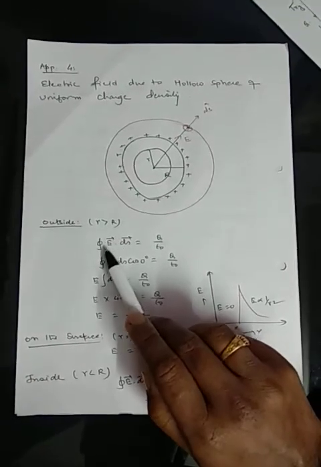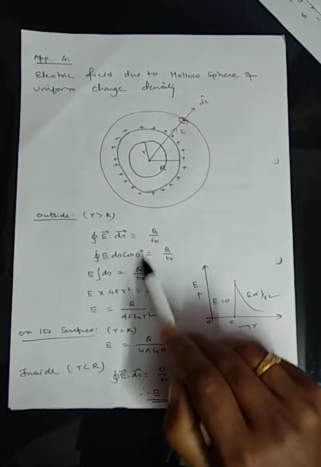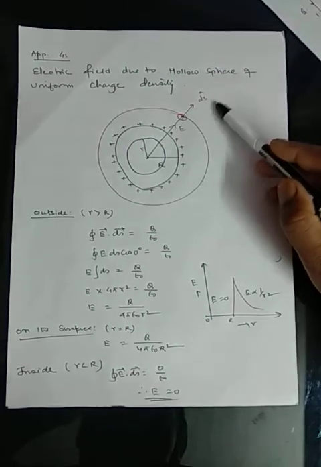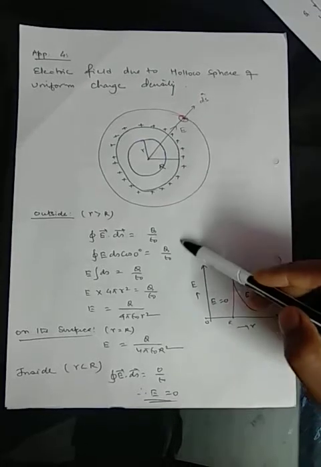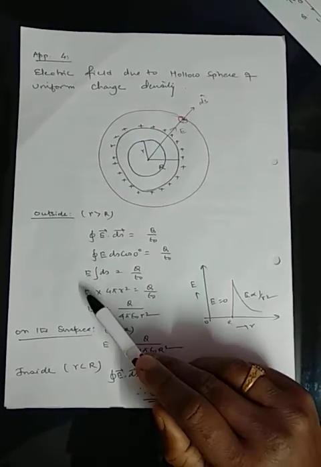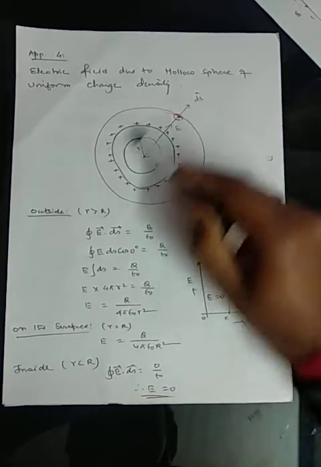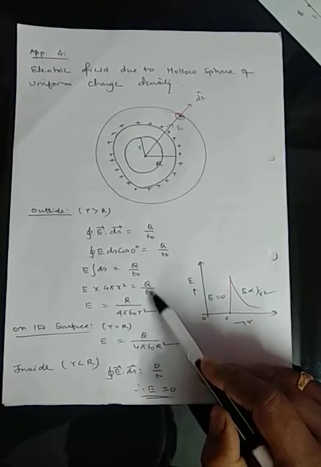So we are getting E dot ds is equal to q by epsilon naught. E dot ds cos 0 degree, as I already explained, electric field and ds are in the same direction, so we are getting q by epsilon naught. E ds is equal to q by epsilon naught. Then E times the integration of ds will be the surface area of the entire sphere, so we are getting E times 4 pi r square equal to q by epsilon naught.